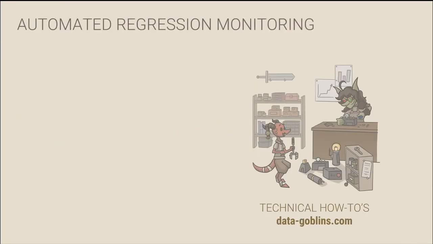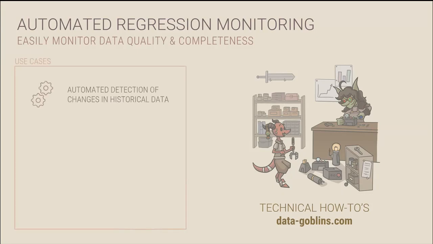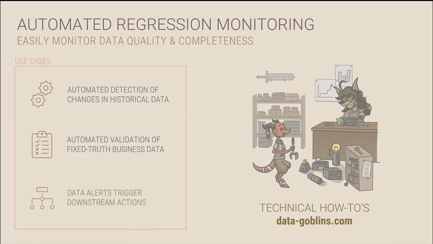We're going to set up some automated regression monitoring. This is a nice way to easily monitor the data quality and completeness, and it's very simple for us to set up. The use cases here are that we can have automated detection of changes in historical data, which normally should remain stable over time. And we can also have automated validation of fixed truth business data, data from the business that we don't expect to change. For example, how many product types do we have? How many customer groups are there? How many commercial regions are there that we sell X product in? These things we wouldn't expect to change, and we can use them to test certain assumptions and ensure that there's no regression.